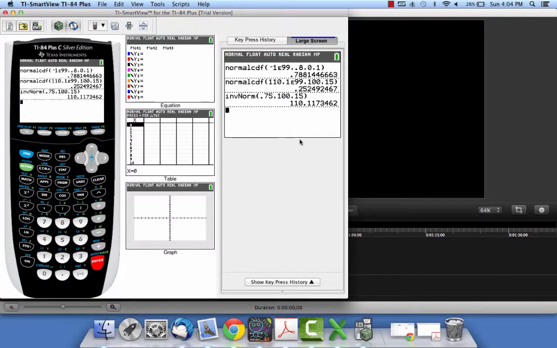Okay, so we knew already that about 25% was above 110. So if I say what's the 75th percentile, it ought to give me 110, and it did. So that is under, again, distribution. Okay?